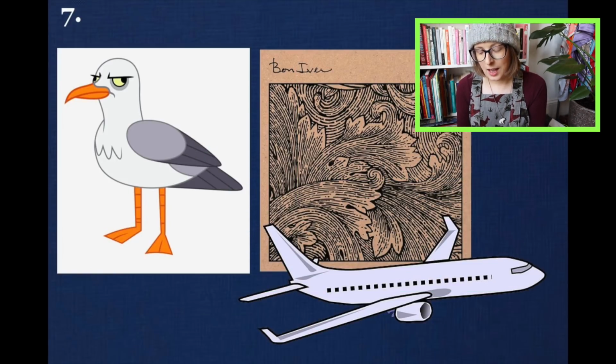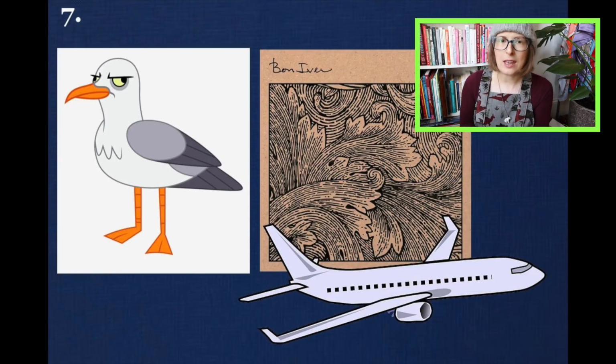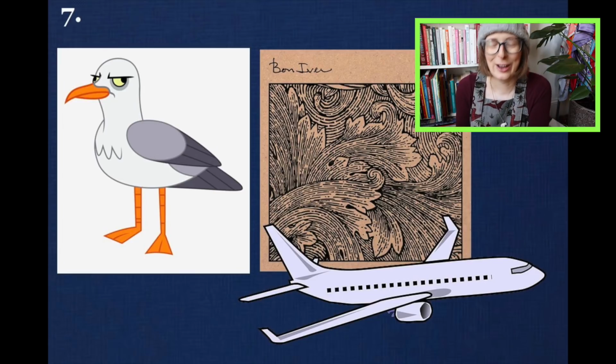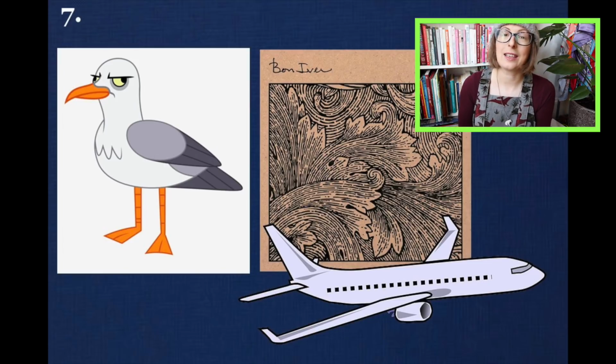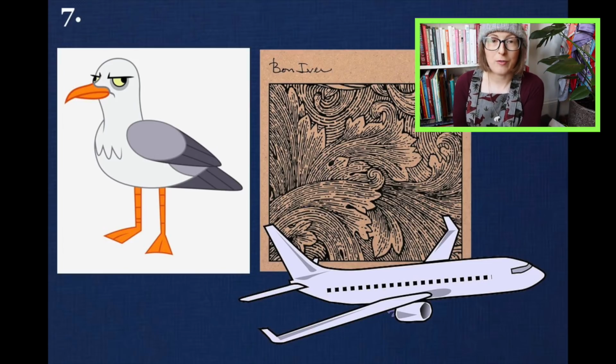Number seven, we have a seagull. And then we have a Bon Iver track. Bon Iver? Bon Iver? Bon Iver, I think. Bon Iver. Oh my goodness, stop it. Okay, so a Bon Iver album and then an aeroplane, and this was Gulliver's Travels. Gulliver's Travels by Jonathan Swift.